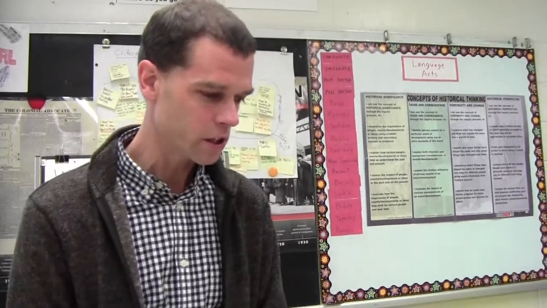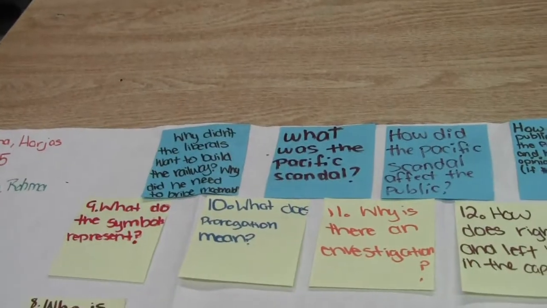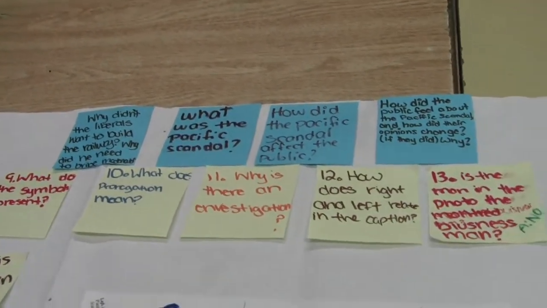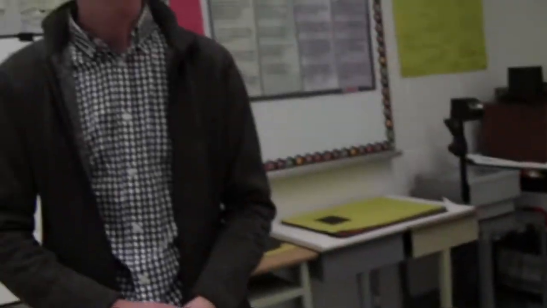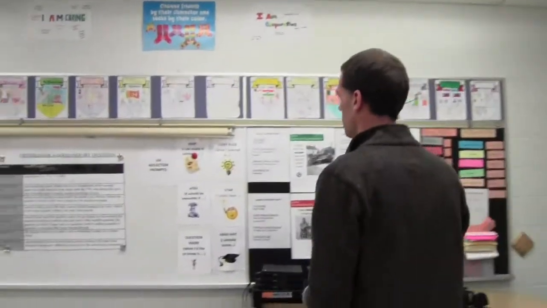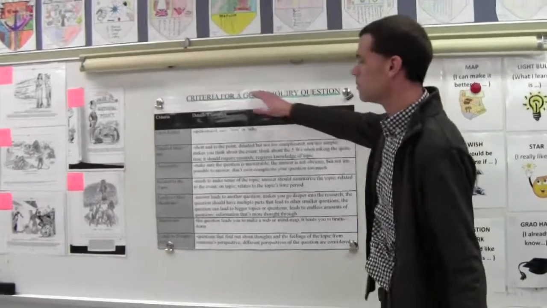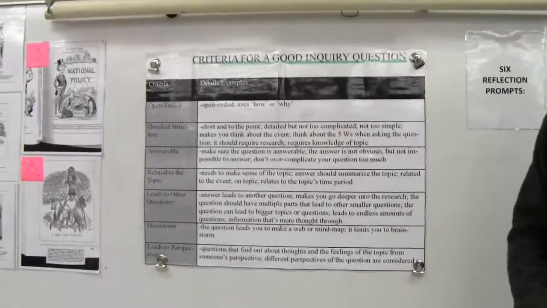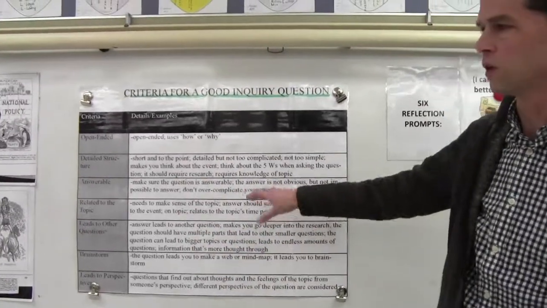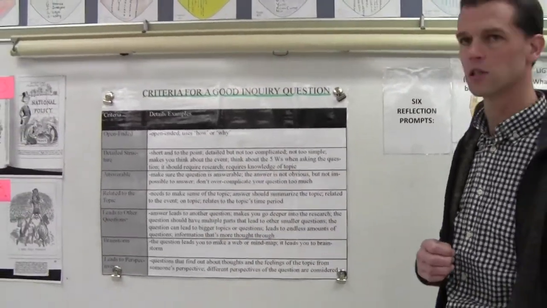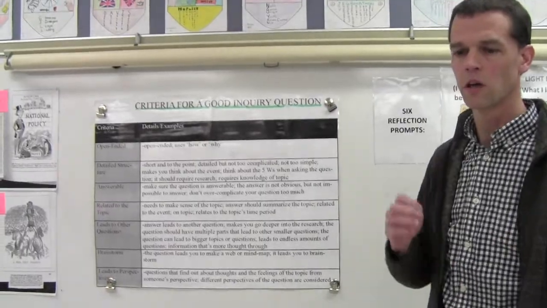And I have them use stickies because they can move them around and they can cluster them depending on the topic and so on. The next step that we took was to talk about criteria for good inquiry questions. Over here on the wall I've got the end result of that, where students came up with criteria for good inquiry questions. They actually came up with these specifics, and then we clustered them together to make criteria for good questions.